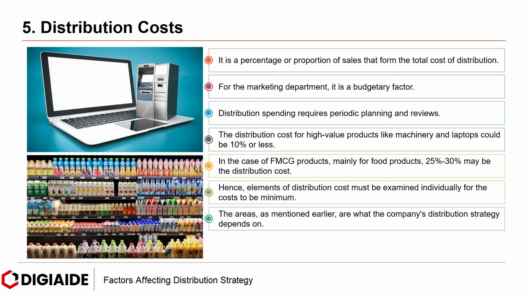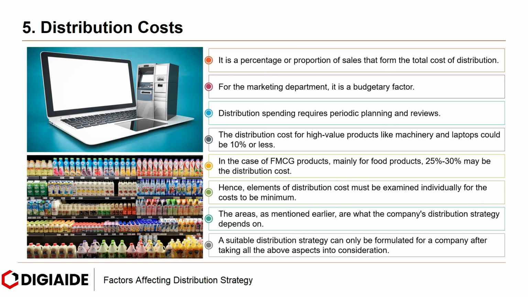The areas as mentioned earlier are what the company's distribution strategy depends on. A suitable distribution strategy can only be formulated for a company after taking all the above aspects into consideration.